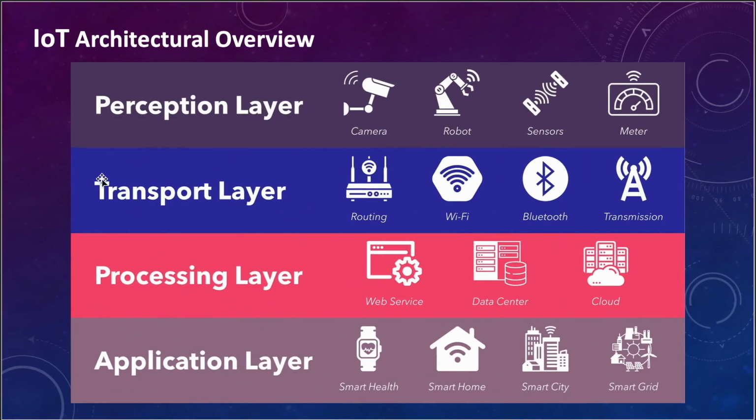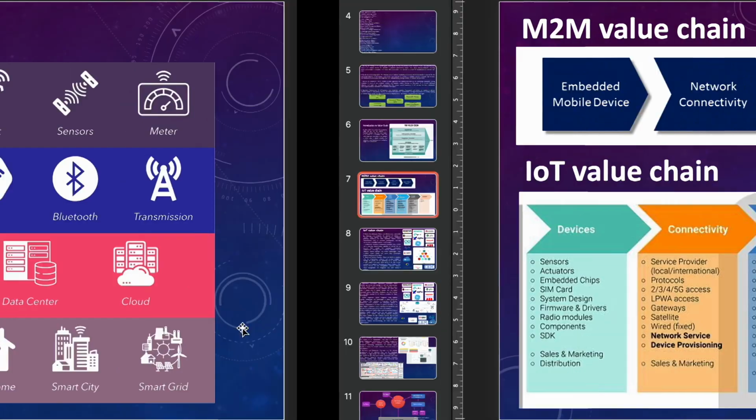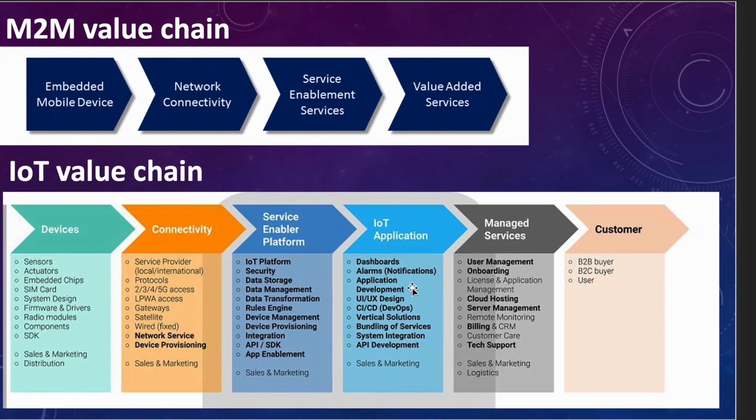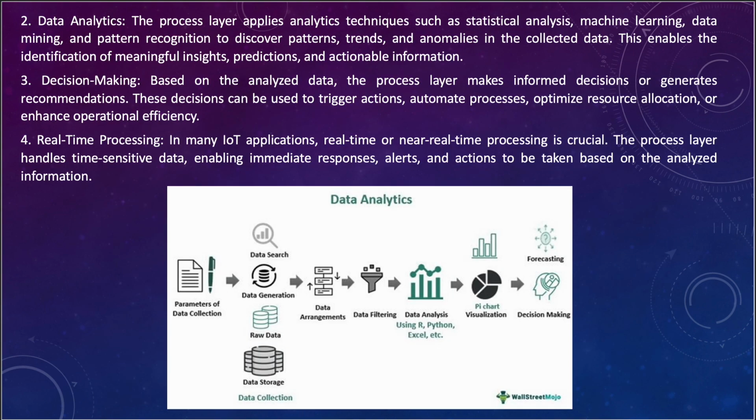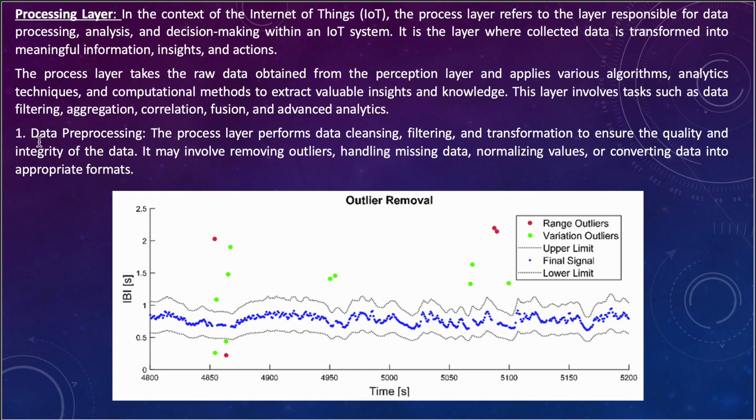The architecture of a system would have perception, transport, processing, and application layers. These are the value chain links: application layer, processing layer, transport layer, perception layer. Maintaining all these layers would be management services, which will be going to the customer. So we are now discussing the same thing in depth. So in the next lesson, we will talk about the processing layer, and we will start from data processing and continue from there.